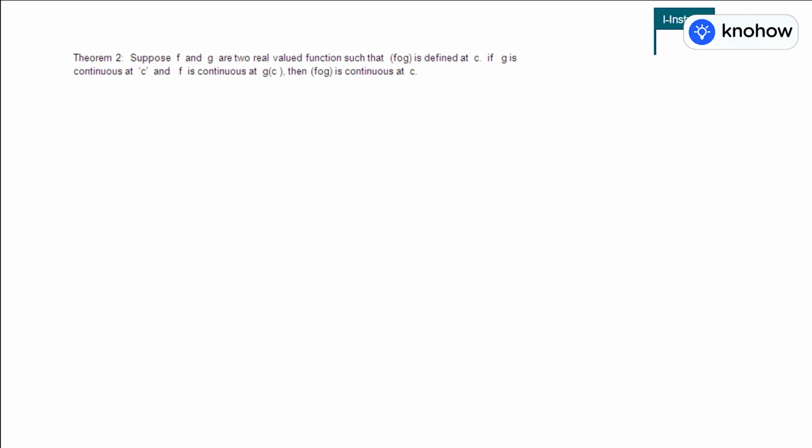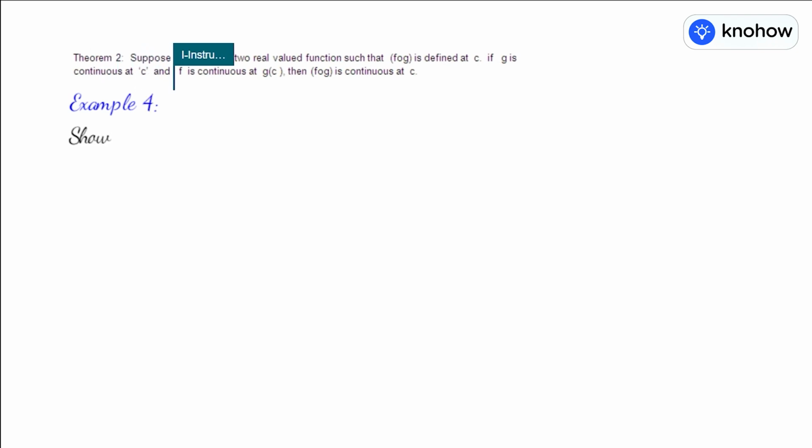Now another important result which will help you do many questions on continuity in a simpler way. Theorem 2: Suppose f and g are two real valued functions such that fog is defined at c, and if g is continuous at c and f is also continuous at g(c), then fog is continuous at c. Now let me take an example supporting this. Let me call it example 4.